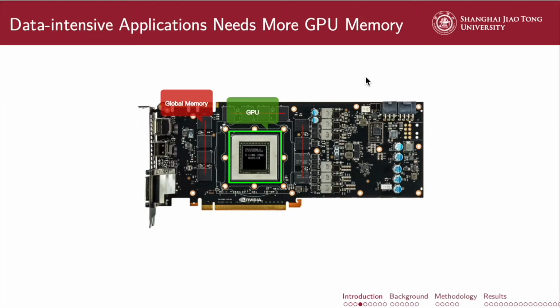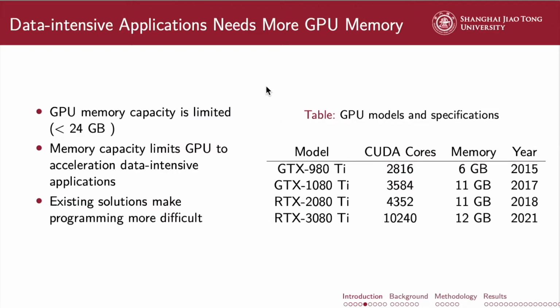This picture shows the main global memory in a GPU board. The onboard memory of a GPU is insufficient, especially for many data-intensive applications. As we can see from the table, as the computing resources in GPU models evolve rapidly over the years, the size of the memory does not catch up as expected.